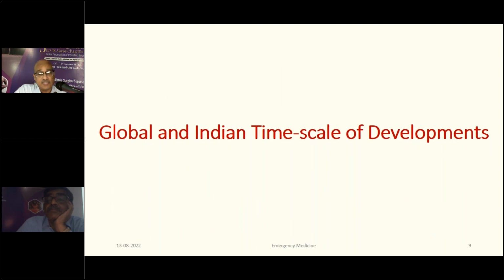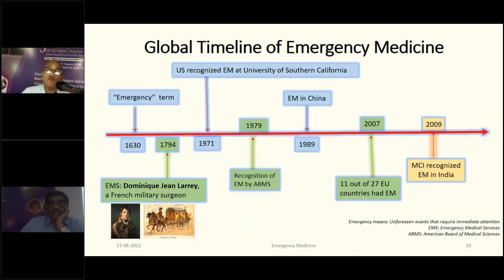Going into the global and Indian timescale of developments, this is the global timescale of emergency medicine. The term emergency was first coined in 1630, and Dominique Jean Larrey, a French military surgeon in Napoleon's army, is probably the most reputed person in emergency medicine. He's also called the speed surgeon, doing 24 amputations in 24 hours, and is one of the landmark figures or stalwarts of emergency medicine. He initiated the flying chariots, the flying ambulances as we know them now in a different kind, but at that time called flying chariots.